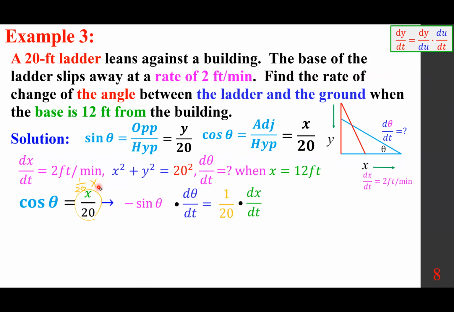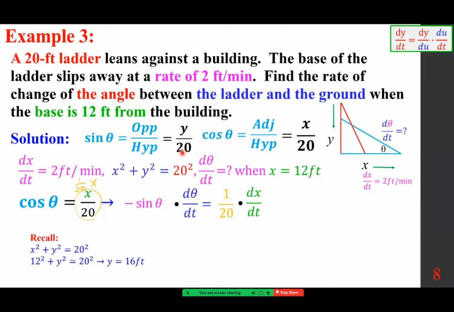Now we can plug in everything that we have. If you look at this, you see that you have the dx dt. You go here, so far so good, but you don't have the sine. Negative, what is sine? Y over 20. And we had calculated the y in the previous page as 16. So we can replace the sine with y, which is 16 over 20. So negative 16 over 20 d theta dt remains. 1 over 20 remains, 2 remains.